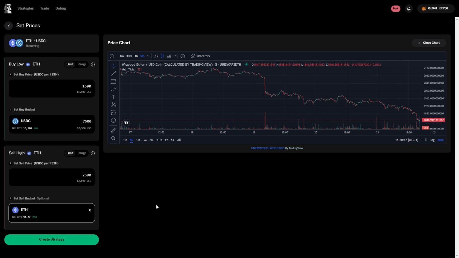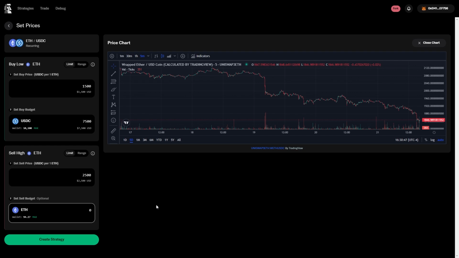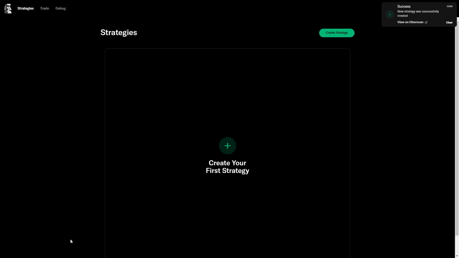This is not something you can do anywhere else, as far as I'm aware. You can't pre-order your limit orders on any centralized exchange, as far as I'm aware. This is a feature that is unique to Carbon. So let's make this strategy. It appears in the strategy list.